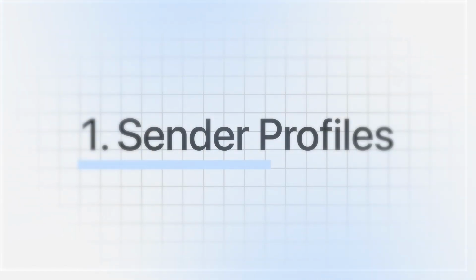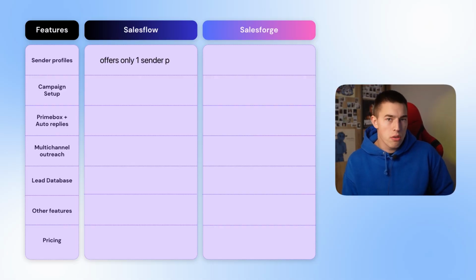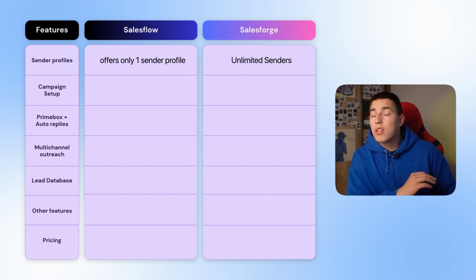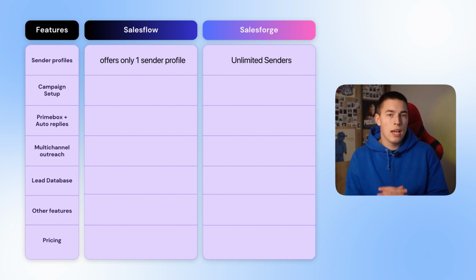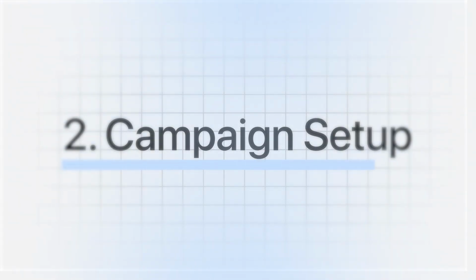The first thing to look at is senders. How many accounts you can actually connect to run outreach with. Salesflow only lets you run one sender. That's fine if you're just testing things out, but it doesn't scale. Salesforge gives you unlimited senders. Whether it's your own account, your sales team, or even multiple client accounts, you can run outreach at scale without paying extra.